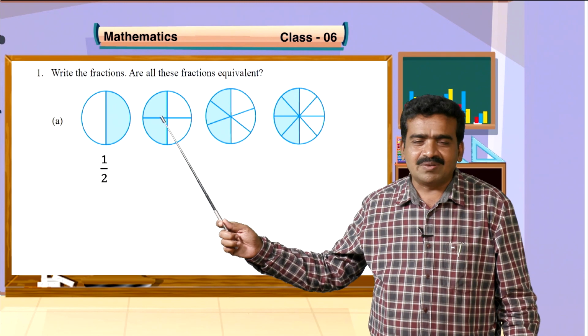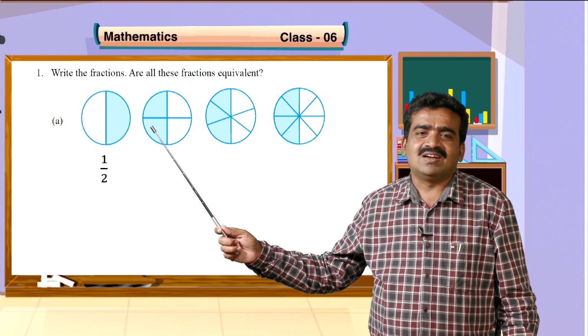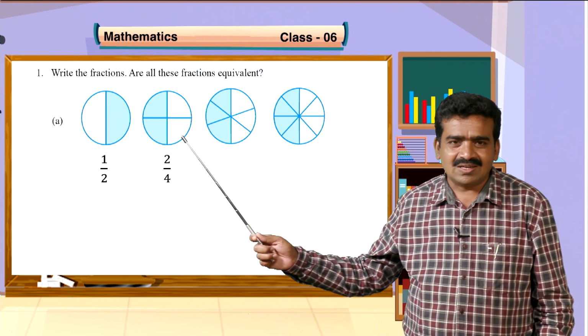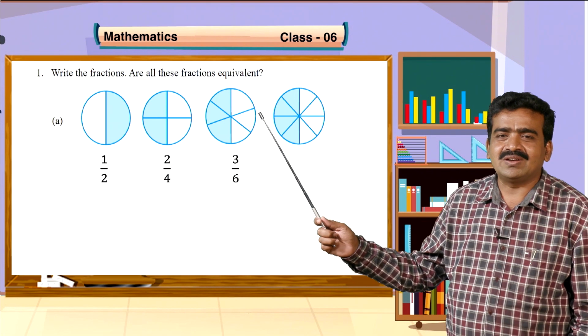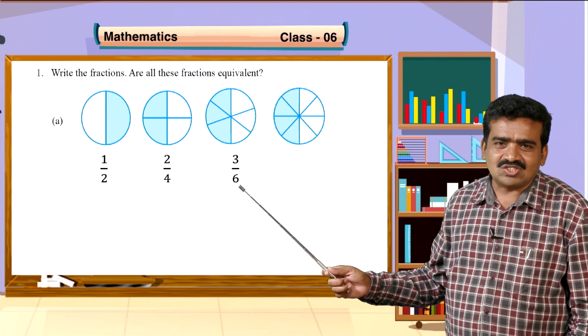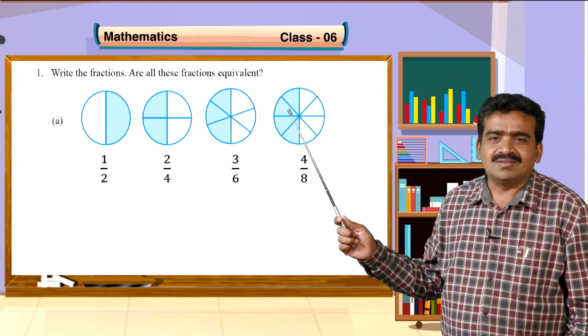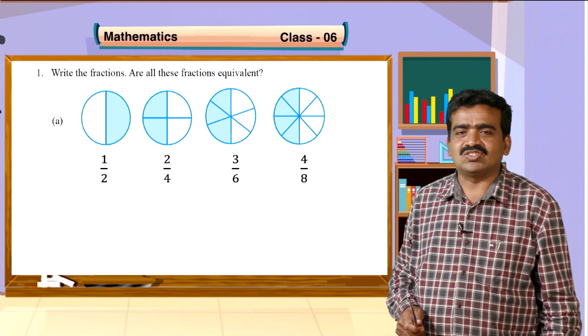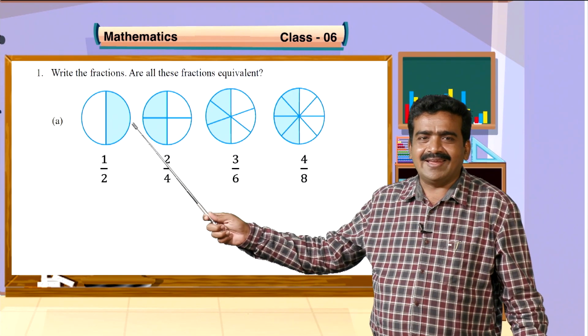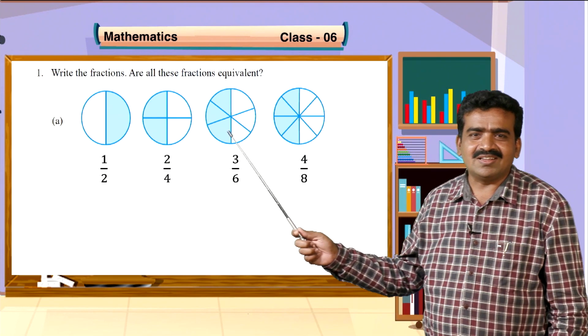Here the whole is divided into 4 parts and out of that 2 are shaded, so 2 by 4. Here 3 by 6, the whole is divided into 6 parts and 3 parts are shaded. Now, the whole is divided into 8 equal parts, out of which 4 parts are shaded. So look at the shaded areas, all shaded areas are equal.